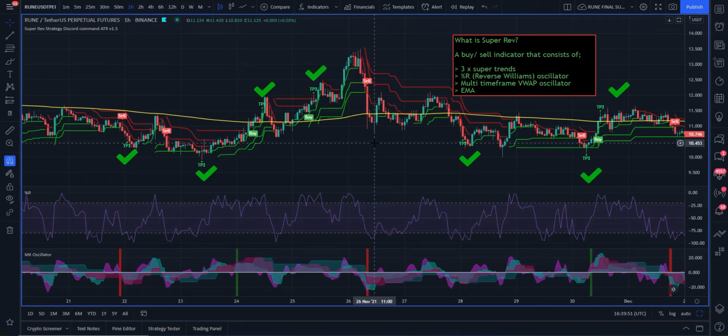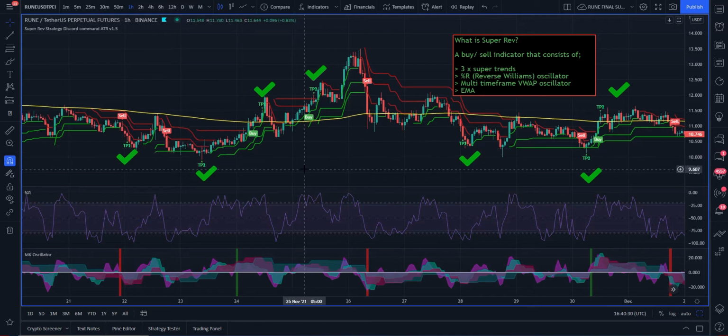It consists of 3 Supertrends, the percentile or reverse Williams oscillator, and a multi-time frame VWAP oscillator, also called the MK oscillator, which is also a bit of a rip of a well-known indicator called the Kite crossing oscillator. Very handy tool. We made our own so we can integrate it into some of our other indicators, including this one. And Super Rev also includes an EMA, which I'll get onto why that's included now.